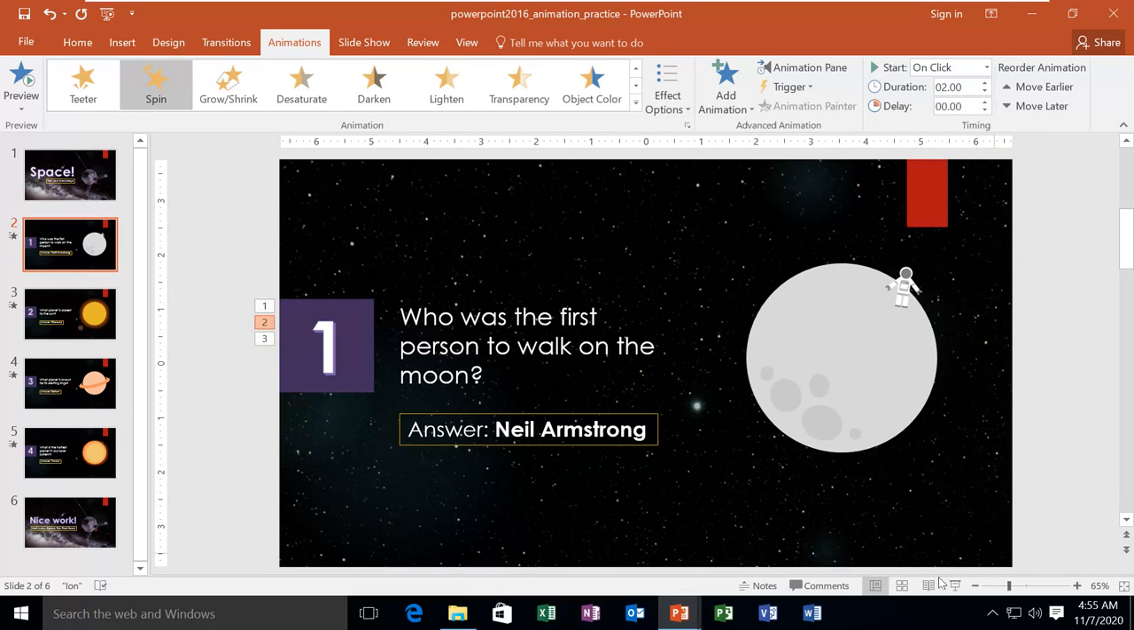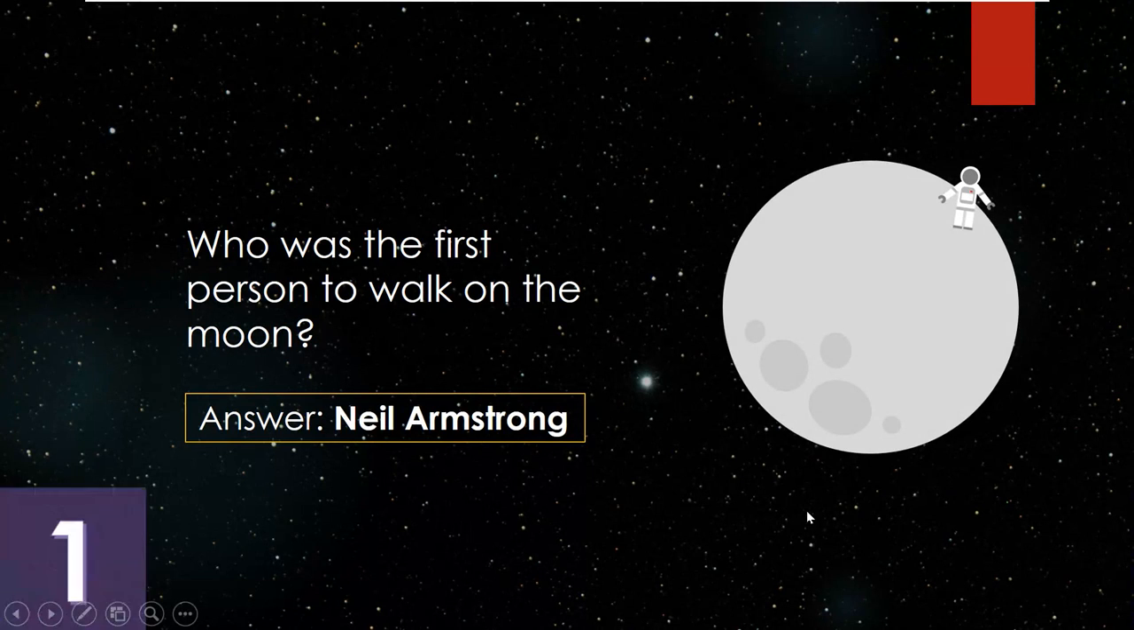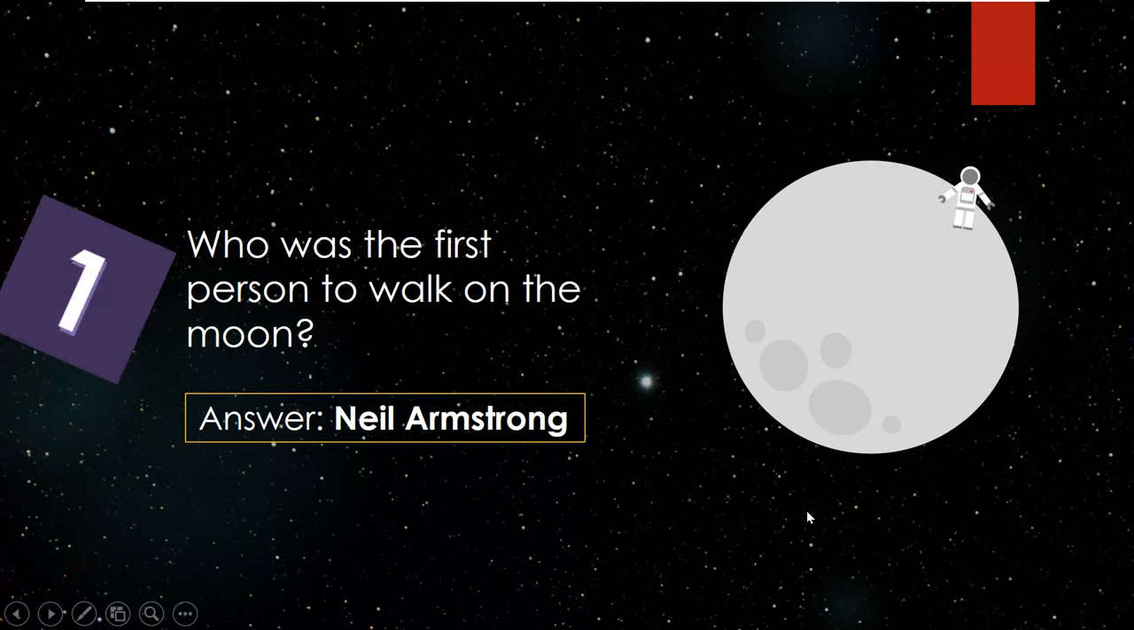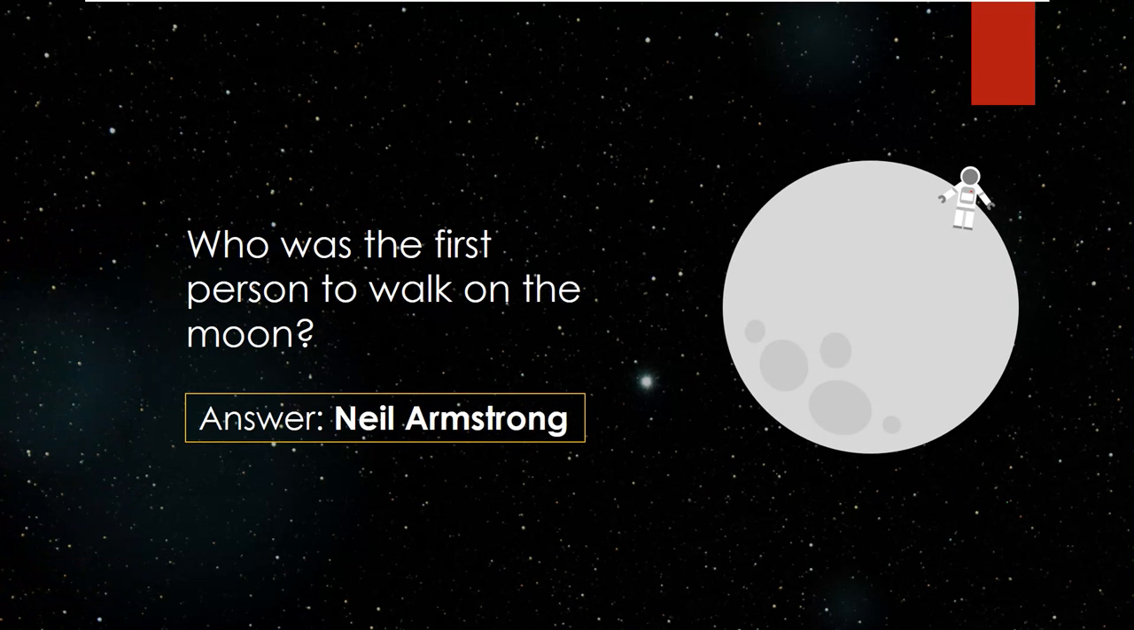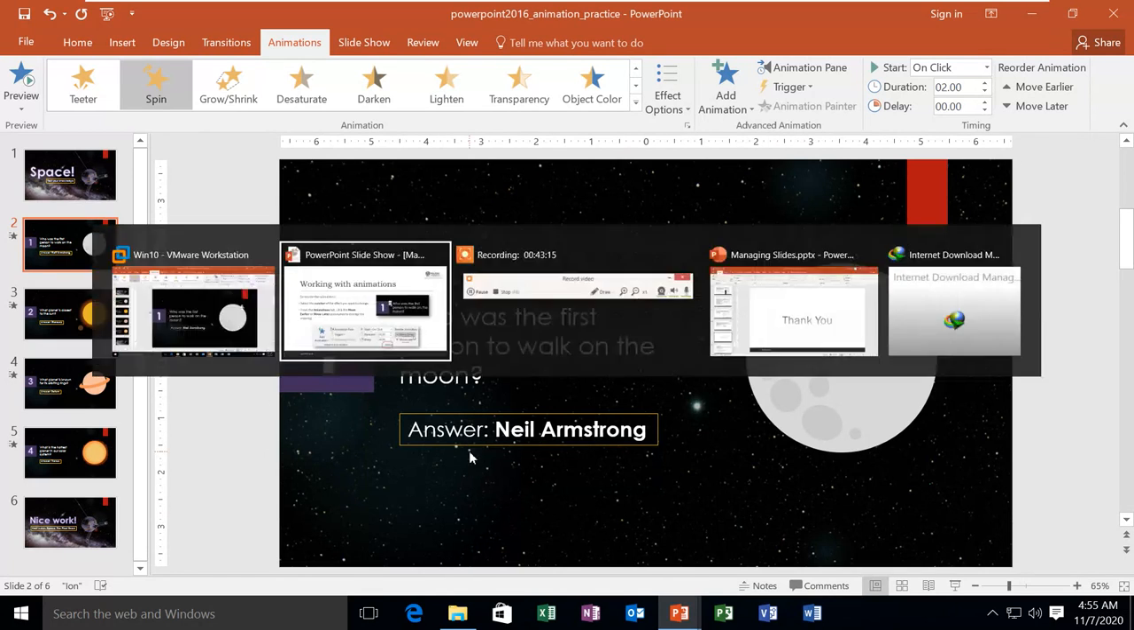Now see what happens. First when I click, it comes in, then it spins, and now it goes out. Now it is okay. So this is how you can reorder the animation also.